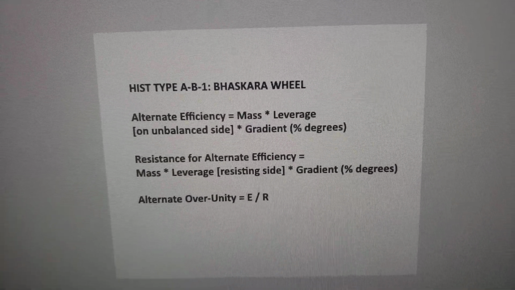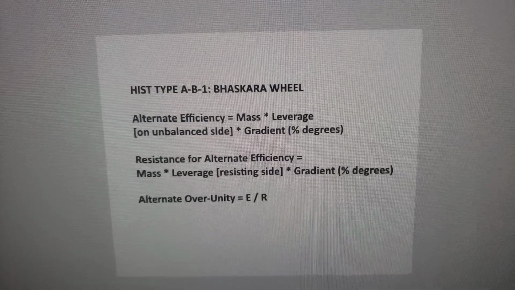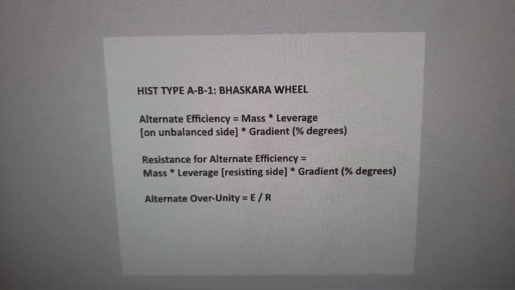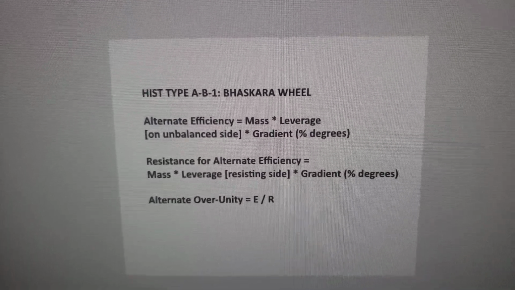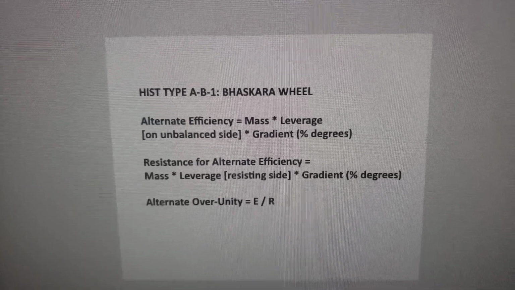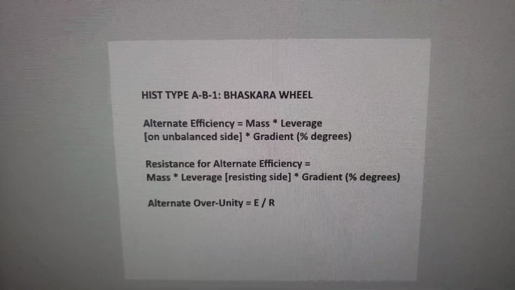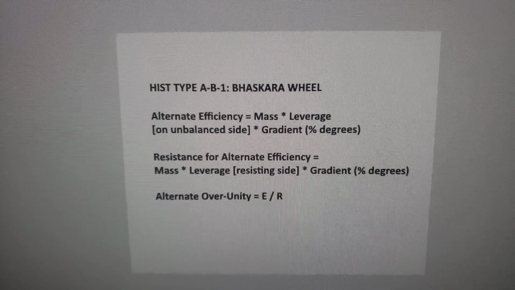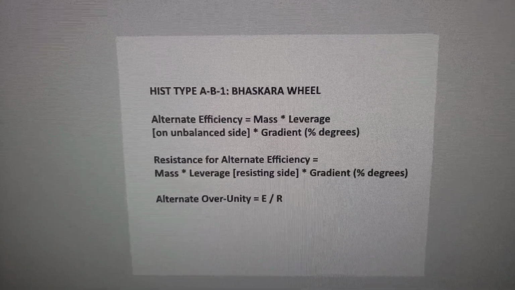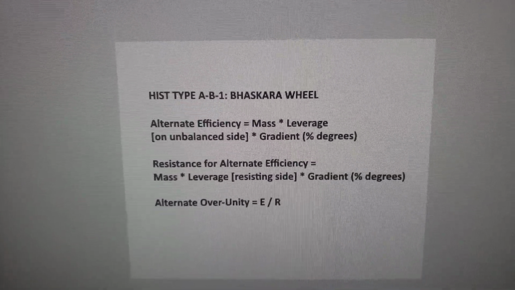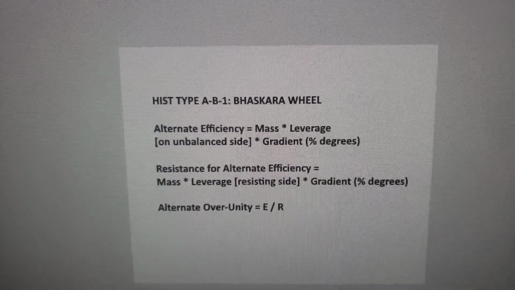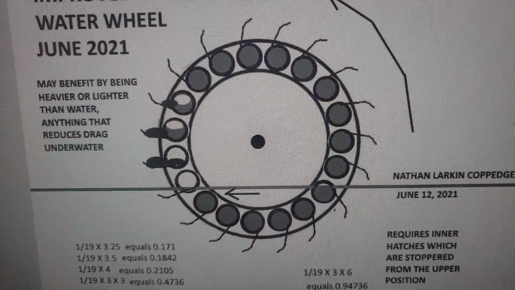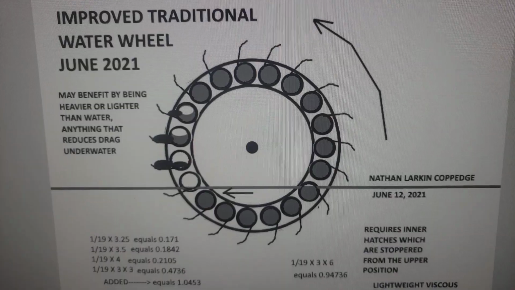History type AB1, Biscara wheel, alternate efficiency, mass times leverage on unbalanced side times gradient, percent degrees. Resistance for alternate efficiency, mass times leverage of resisting side times gradient in percent degrees. Alternate over unity equals E over R, efficiency over resistance. An example of an advanced Biscara wheel.